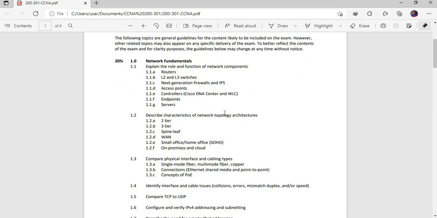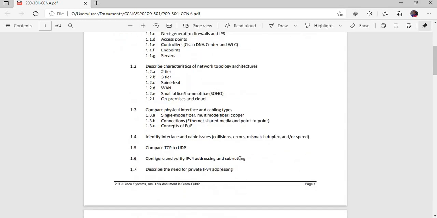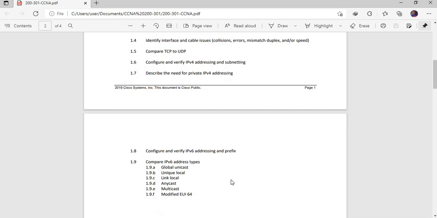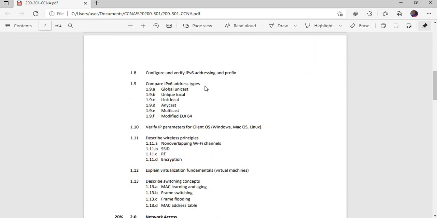In this part, we will explain the role and function of network components. We will describe characteristics of network topology architectures, compare physical interface and cabling types. We will identify interface and cable issues. We will compare TCP to UDP. We will configure and verify IPv4 addressing and subnetting. We will describe IPv4 addressing. We will configure IPv6 addressing and prefix. We will compare IPv6 address types.